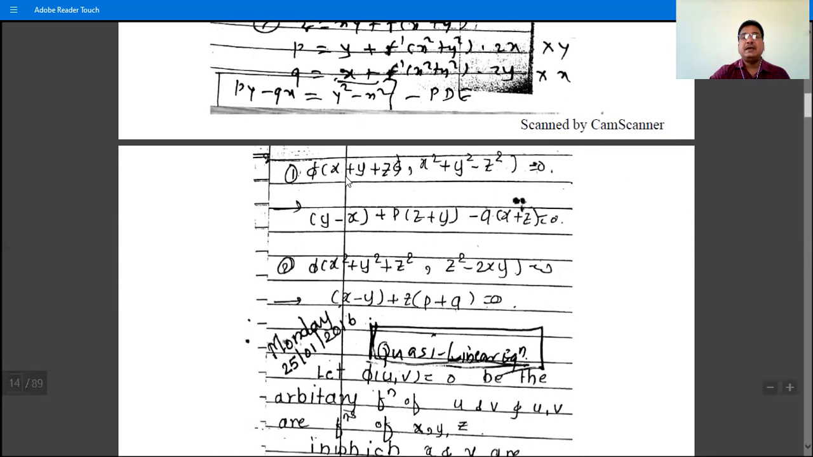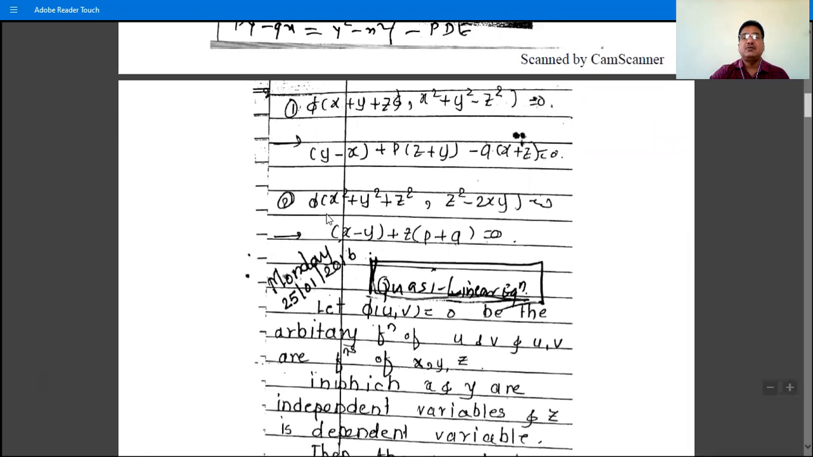Next problem is phi of x plus y plus z comma x square plus y square minus z square is equal to 0. We have to form the partial differential equation. So we have to eliminate this function phi, and this is a problem of the type phi of u, v is equal to 0, f of u, v is equal to 0. So we have the answer by using the procedure: y minus x plus p times z plus y minus q times x plus z is equal to 0.